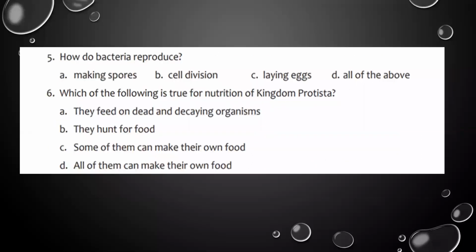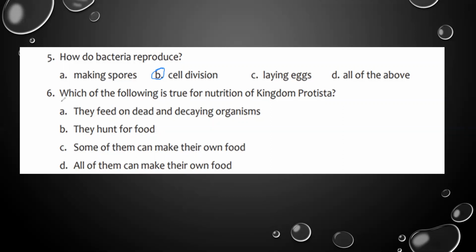Okay, we are now on number 5. How do bacteria reproduce? Reproduce, what does it mean? Reproduce means to produce offspring. Okay, number 1, through spores. Letter B, cell division. Letter C, laying eggs. D, all of the above. So how do bacteria reproduce? Making spores, cell division, laying eggs, or all of the above? Please write your answer. Okay, our answer is cell division.